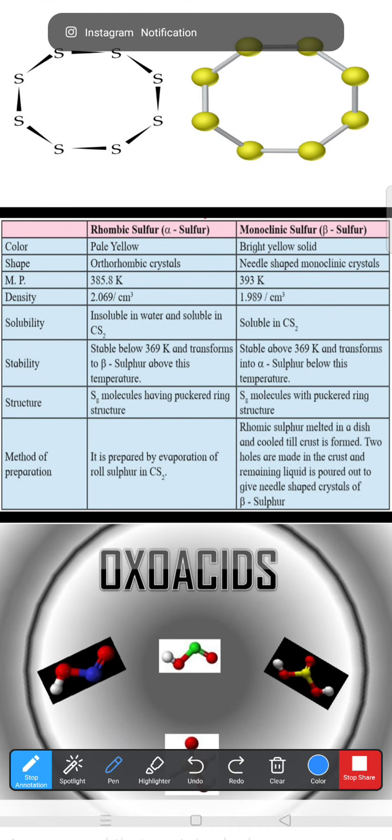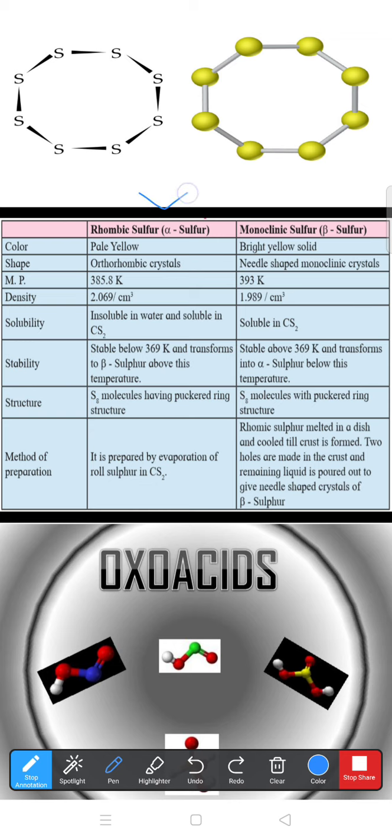Rhombic sulfur and monoclinic sulfur, meaning alpha and beta sulfur, we can distinguish by their properties. The first property we'll see is color. Rhombic sulfur is pale yellow while monoclinic is a bright yellow solid. Shape: rhombic sulfur has orthorhombic crystals while beta has needle-shaped monoclinic crystals. The melting point of alpha is 385.8 Kelvin and the melting point of beta is 393 Kelvin. The density of alpha sulfur is 2.069 per cm cube and the density of beta sulfur is 1.989 per cm cube.